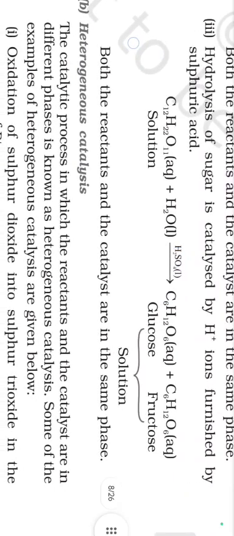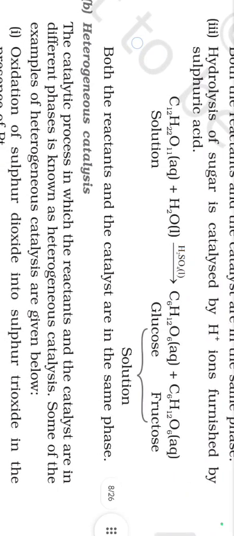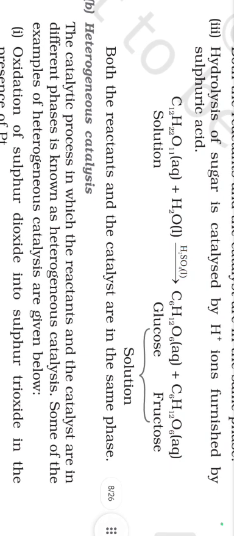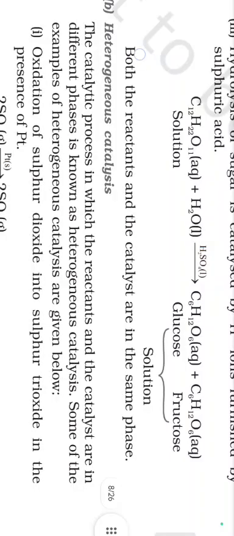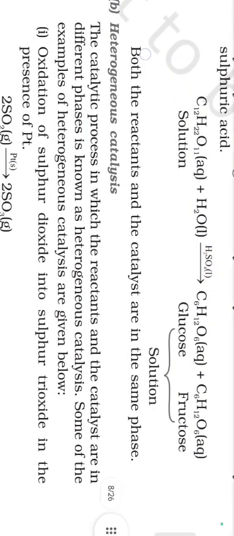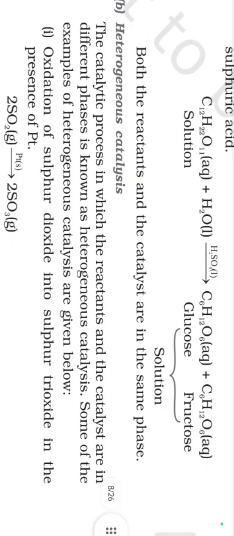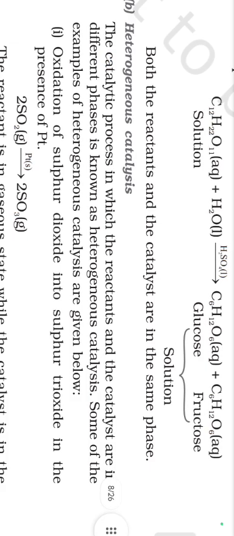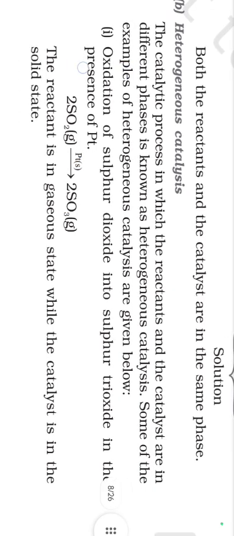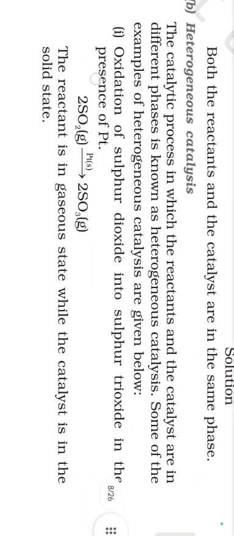Third, hydrolysis of sugar is catalyzed by H+ ions furnished by sulfuric acid. C12H22O11 aqueous solution plus H2O liquid in presence of H2SO4 liquid gives C6H12O6 aqueous glucose plus C6H12O6 aqueous fructose. Both are in solution. Both the reactants and the catalyst are in the same phase.